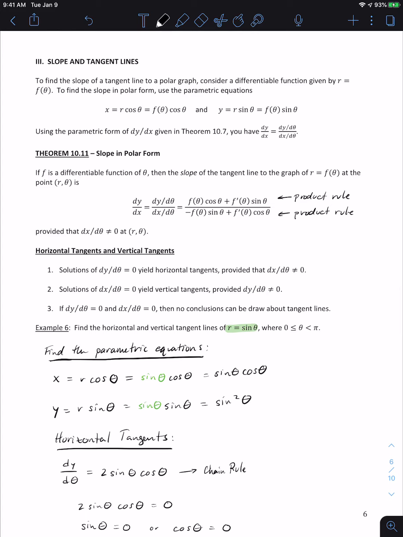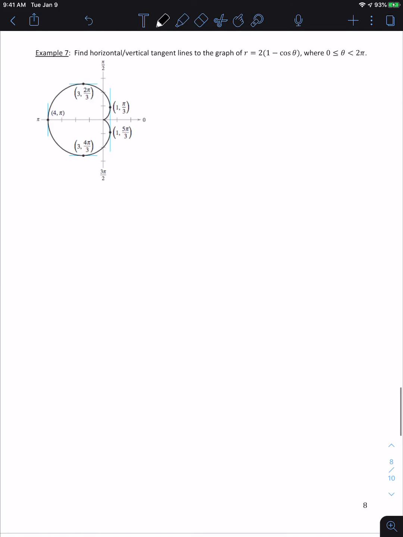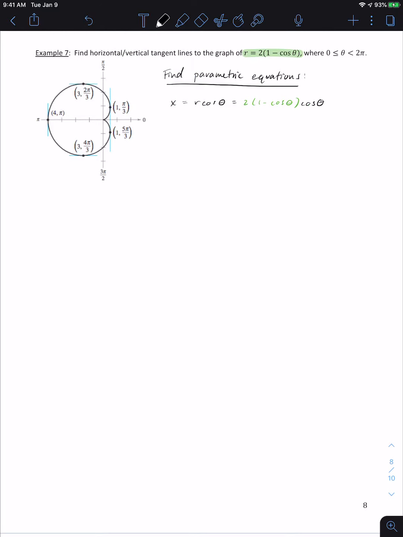So we need to find our parametric equations for x and y, right? Just like we did before. So I'm going to do the same thing I did before. This is what r is, right? So in general, x is equal to r cosine of theta. But again, what is r? R is given by the problem, so that's 2 times the quantity 1 minus cosine of theta.